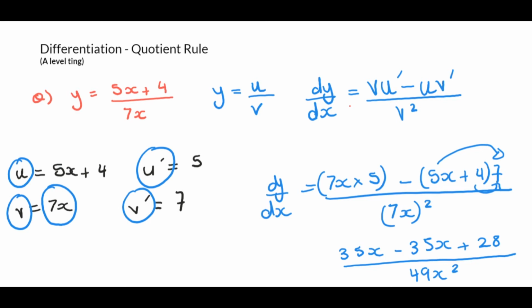Now, obviously, you can simplify this. So, your final answer, I don't know if there's space, but basically, this 35 gets cancelled. Obviously, 35 minus 35 is going to be 0. So you're going to be left with 28 over 49x squared, yeah? There's no space, my bad. But listen, I hope you're understanding what's going on.